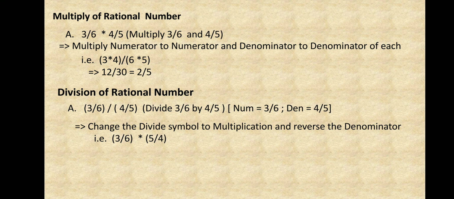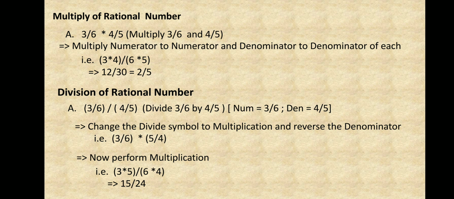Now what's your expression? 3 by 6 multiplied by 5 by 4. So now you can go with the multiplication how you did at the last step. Multiply the numerator by the numerator and the denominator by the denominator. So what are the numerators now? 3 and 5, and the denominators are 6 and 4. So 3 into 5 is equal to 15, and 6 into 4 is equal to 24. So now what's your answer? It's 15 by 24. Hope you all understood the 4 mathematical operations of rational numbers.